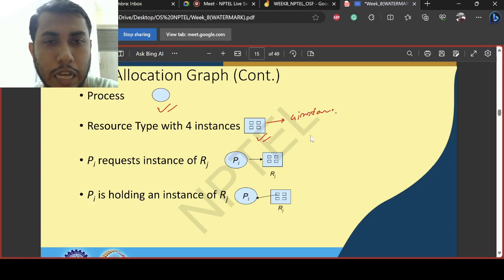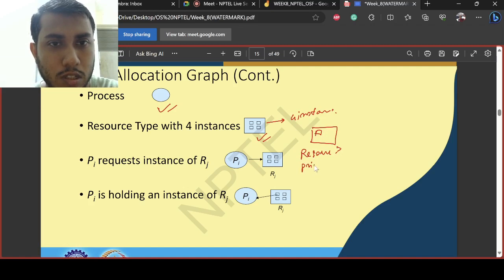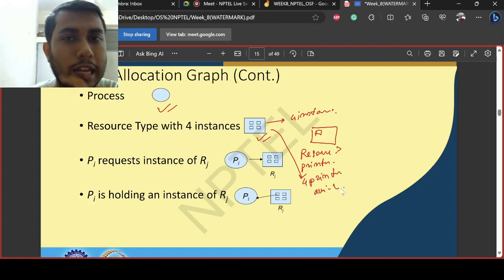So let's say you have a printer. The printer is your resource. Let's say the resource is a printer. This means there are 4 printers available. Okay, so this means there are 4 printers.